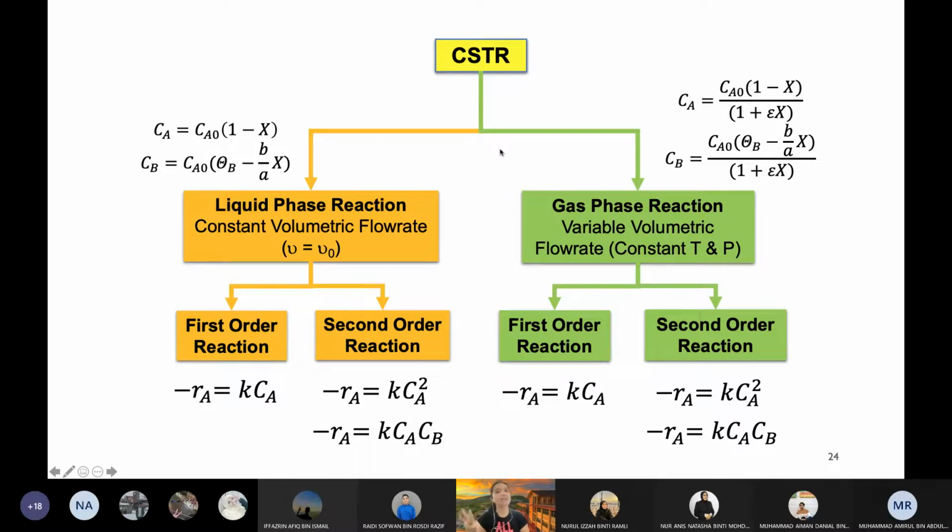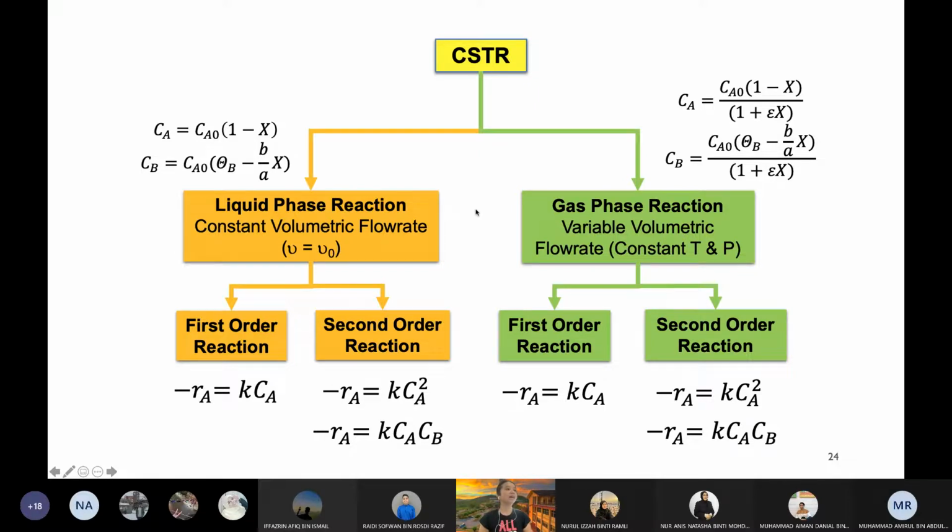Okay, second. Third criteria, rate law dia. You remember, right? Reaction, we got different rate law. Kita ada rate law first order with respect to A. Kita ada second order with respect to A. We also have rate law where is first order with respect to A, first order with respect to B. So kita ada minus RA equals to KCA, minus RA equals to KCA square, minus RA equals to KCA CB. Okay, so different rate law pun equation akan berlainan juga. So we have 3 criteria. So make sure you have to check these 3 accordingly. So katakan kalau equation kamu refer to doesn't fulfill all 3, definitely equation tu salah. So you must be very careful when we are looking at the equation.